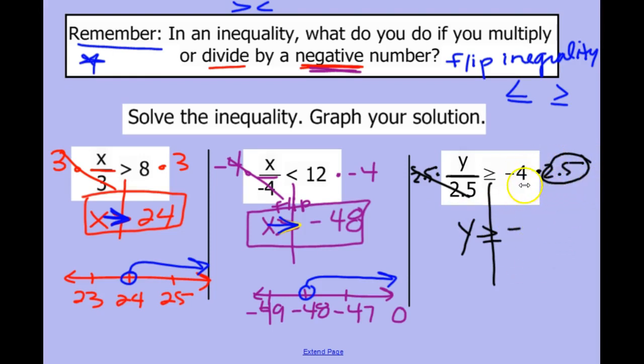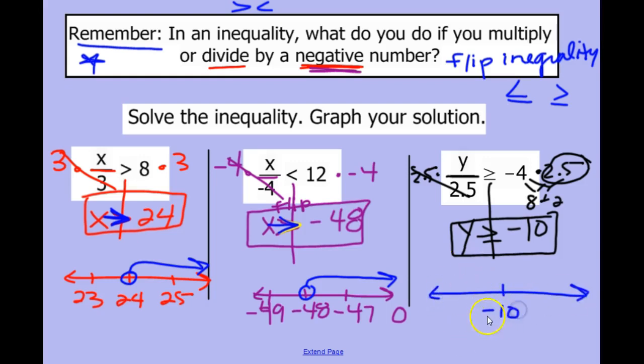4 times 2.5, well, 4 times 2 is 8. 4 times 0.5 is 2. Half of 4 is 2, so it's really a negative 10. You can also use your calculator if you're not sure. So on my number line, I have a negative 10. And then zero is to the right, so negative 9 going down, and negative 11. This is a closed circle because of the equal to here. And greater than, it's not less than, greater than would be towards the right. These ones all happen to be greater than.